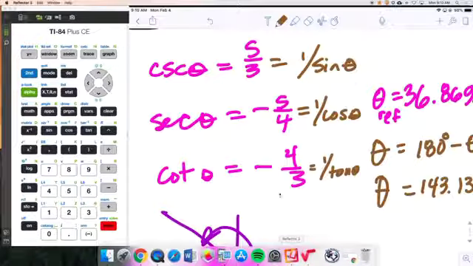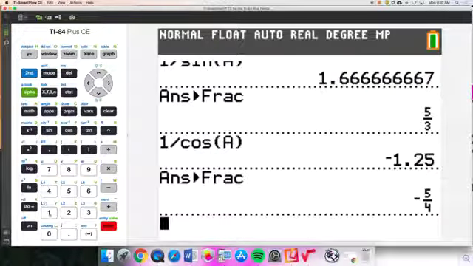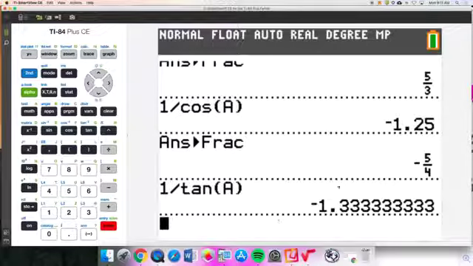And for what it's worth, we'll do the last one. To verify the cotangent is -4/3, I'm going to type it in as 1 divided by tangent of the same angle, 143 point whatever. And I should get -1.3 repeating. Let's try it. 1 divided by tangent of 143, which I stored as alpha A. Yep, -1.3 repeating, which is correct.